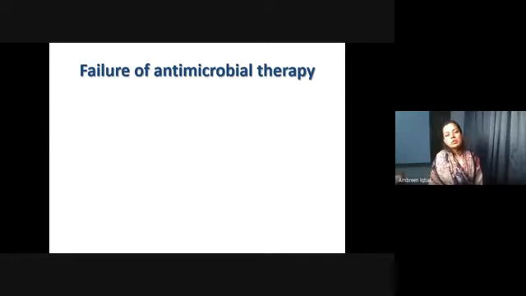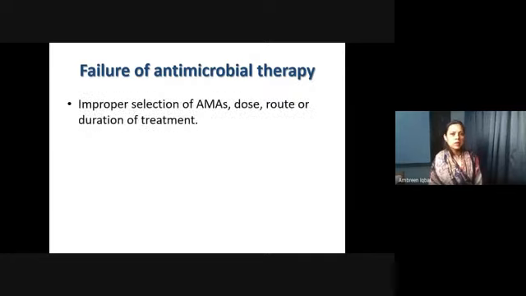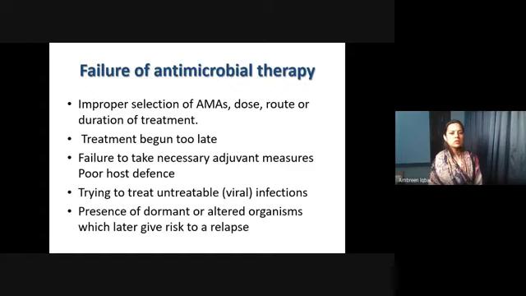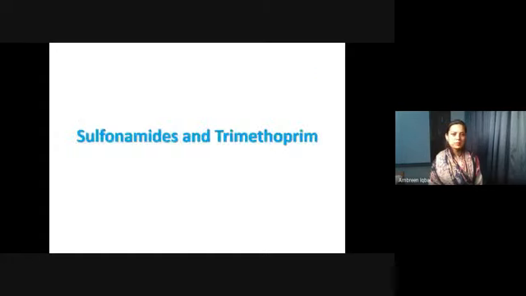The last thing in the principles of antimicrobial therapy is failure of antimicrobial therapy. The failure is due to improper selection of antimicrobial agents, the dose, the route, and duration of treatment; treatment beginning too late, when the bacteria have invaded all over your body; failure to take the necessary adjunct measures; poor host defense mechanisms; trying to treat untreatable infections; and presence of dormant or altered organisms which later give rise to relapse.